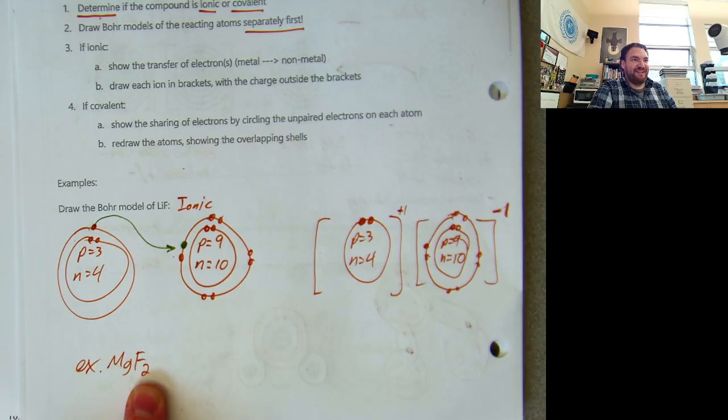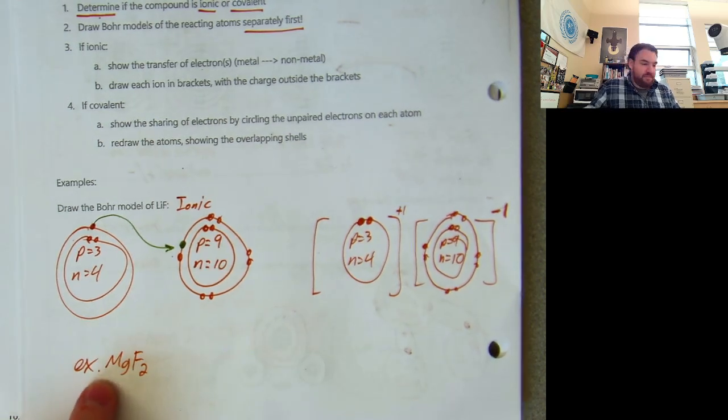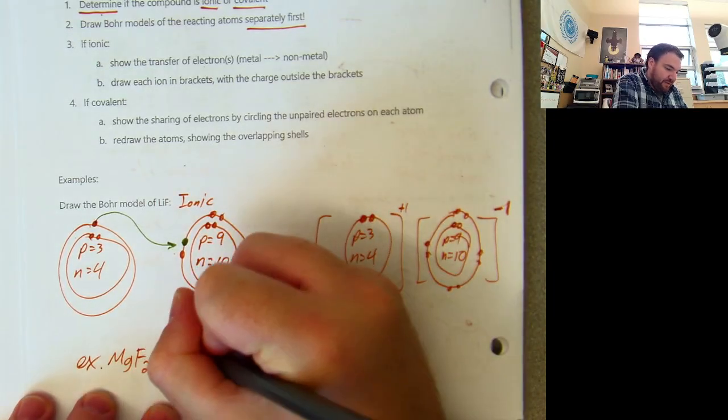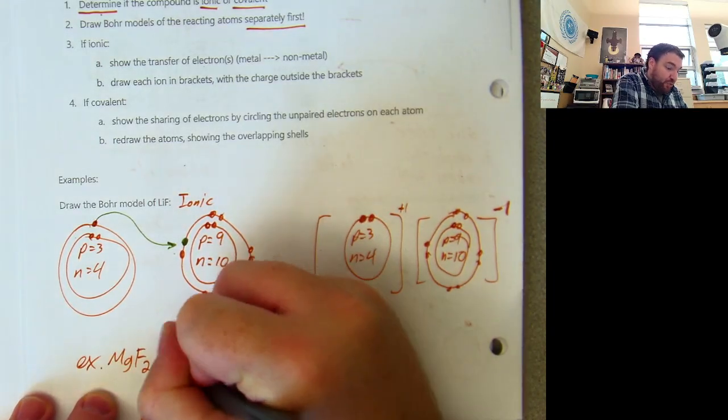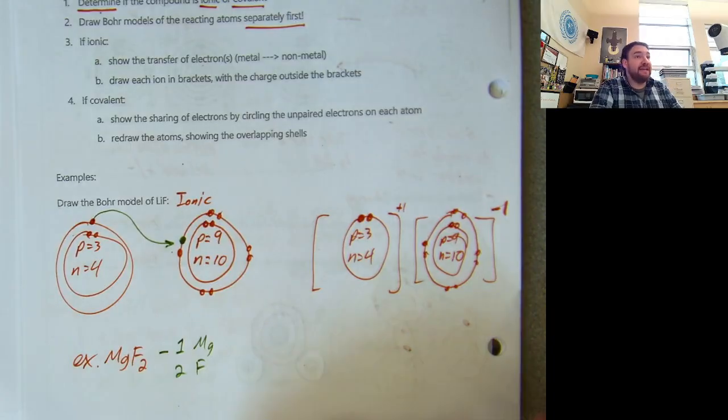You whispered. Can you say that a little louder? You would have had to have drawn 2 fluorines and 1 magnesium. So this would have been 1 Mg and 2 Fs. You would have had to draw 3 things and then arrange them. Okay, when you're ready, flip the page.